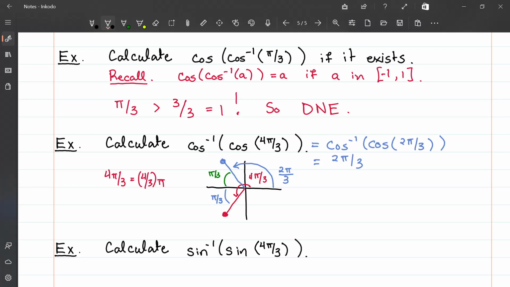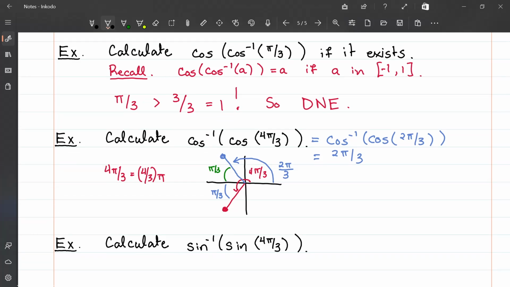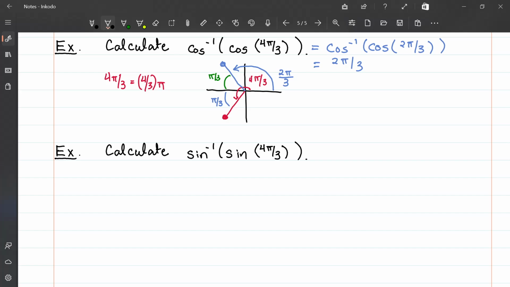Almost the same, but this time we're calculating sine inverse of sine of 4 pi over 3. Well, I already know that I'm running into the same problem here that I did up above. 4 pi over 3 does not belong to the range of arc sine. So I can't simply say the answer is 4 pi over 3. It does not work that way. That means I'm going to have to do some rewriting again. So here's what I'm going to do. Just like last time, I'm going to go ahead and draw the angle. So let's do that really quickly.